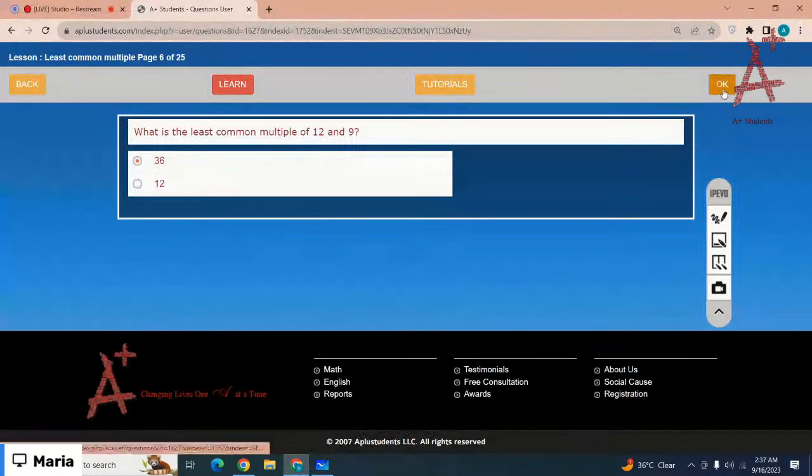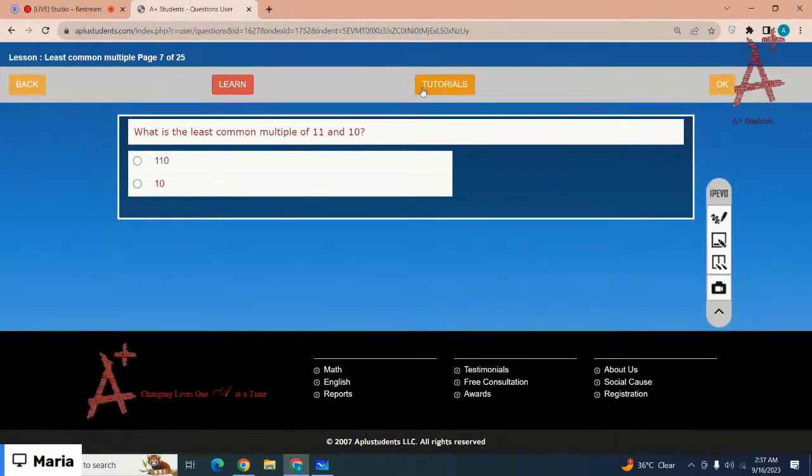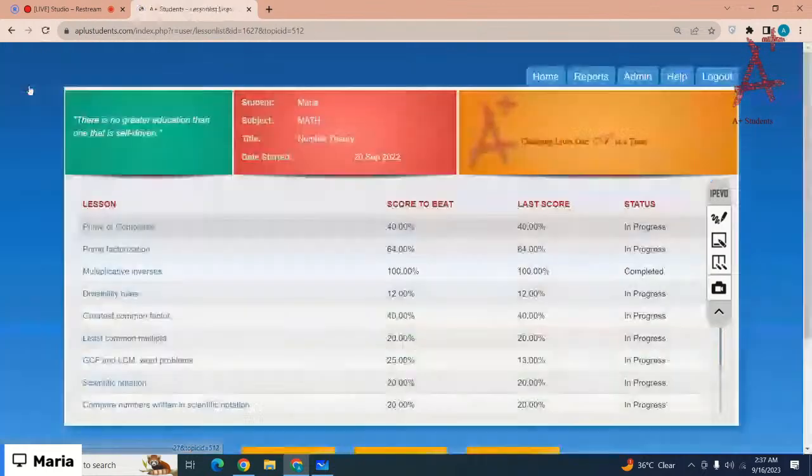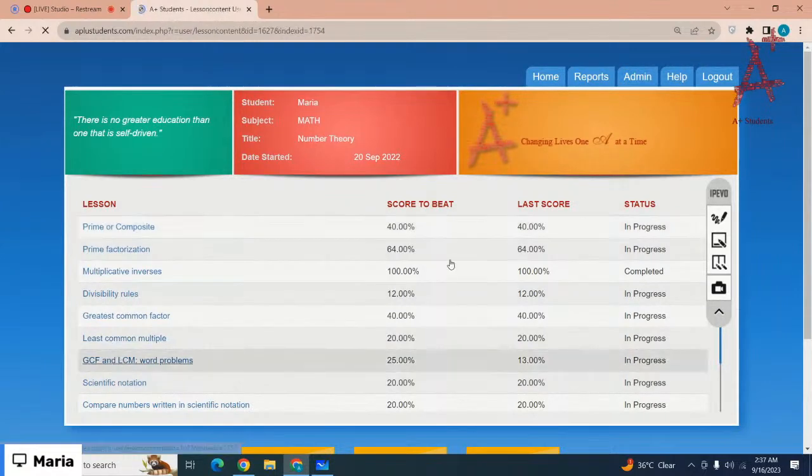Okay, you can complete the lesson by yourself later today. So let's just move on to the next lesson. The next lesson is GCF and LCM word problems, right? They are a bit tricky word problems. That's why I'm going to cover these word problems. So let's just see how to do it.